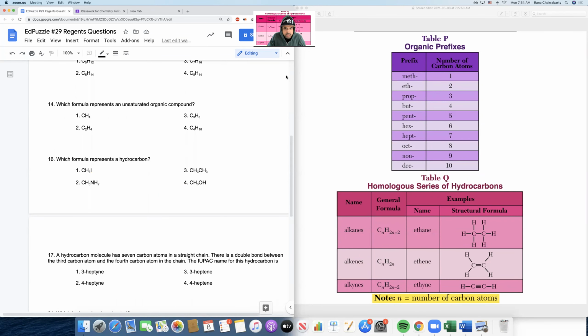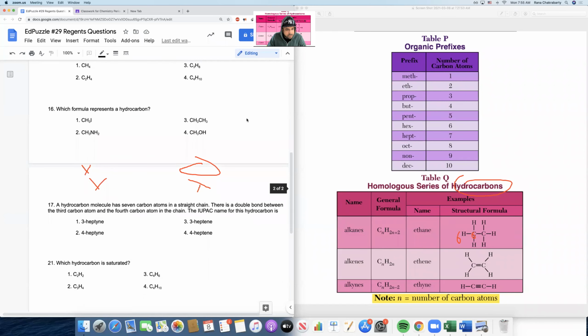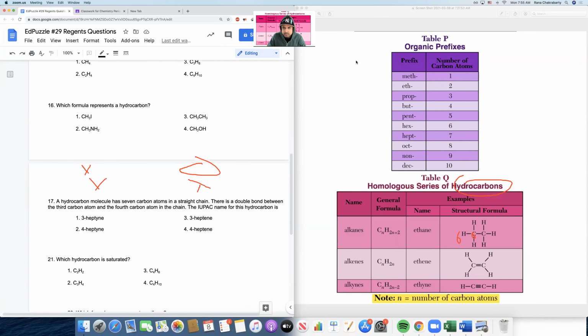Which formula represents a hydrocarbon? So let's go back to your notes. Hydrocarbons only have carbon and hydrogen. So nope, nope, and nope. So this is 3. Okay. A hydrocarbon has 7 going across.